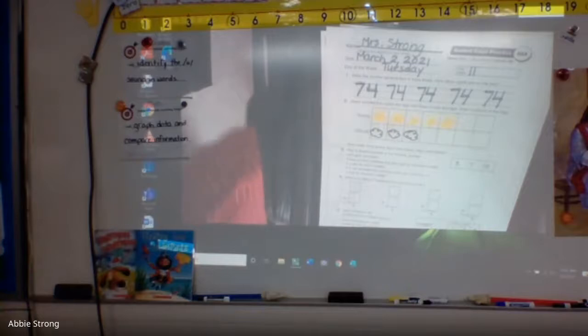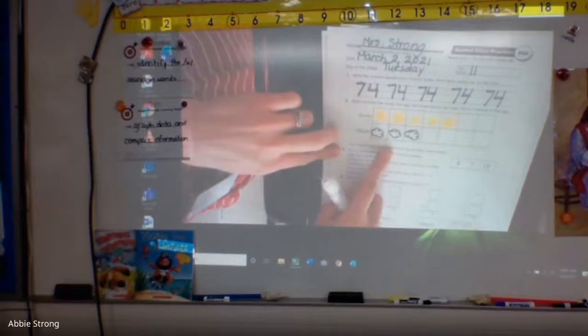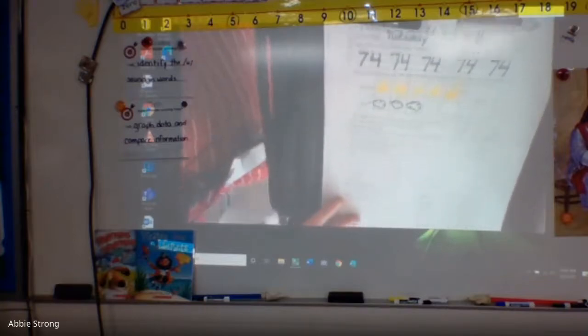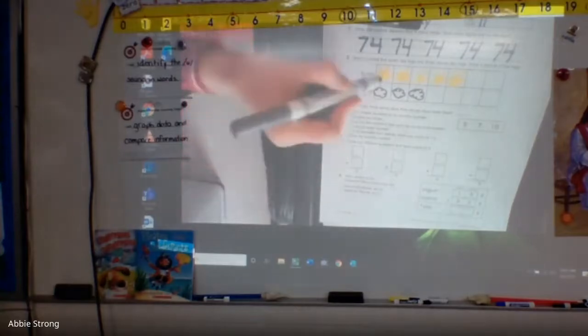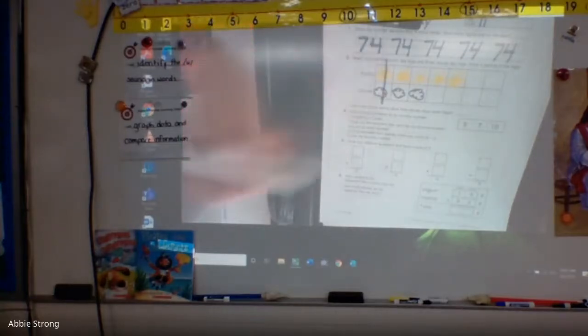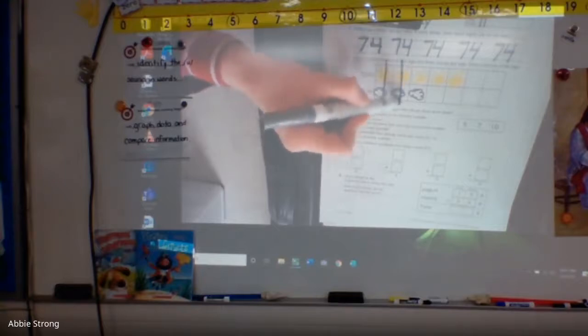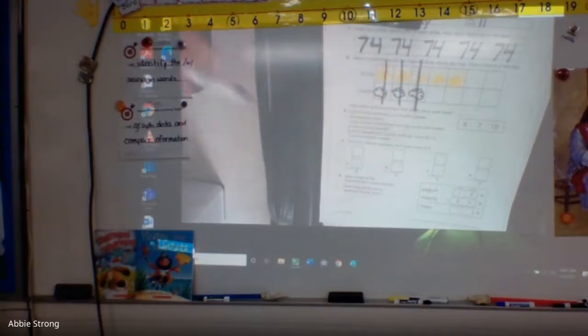All right, here's the question. It says, how many more sunny days than cloudy days are there? What we're going to do is cross off the equal amount on this chart. So I want you to take your pencil. Okay, watch first. There's an equal amount here and an equal amount here and an equal amount here.